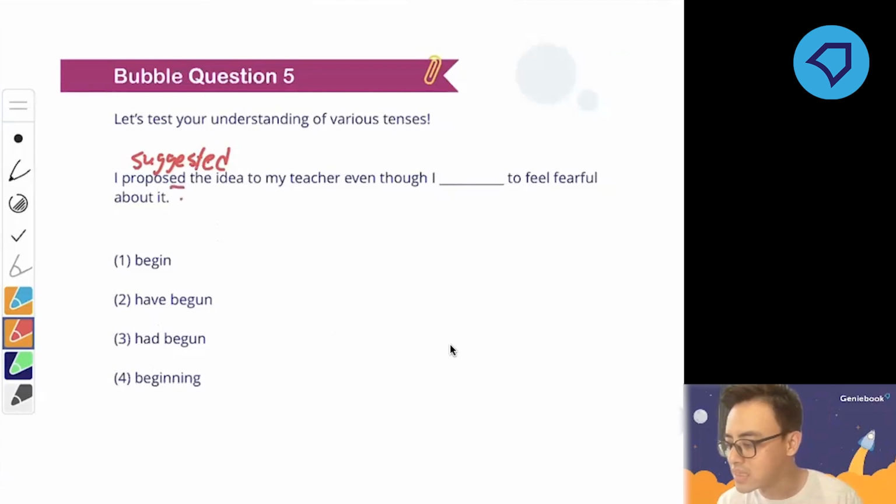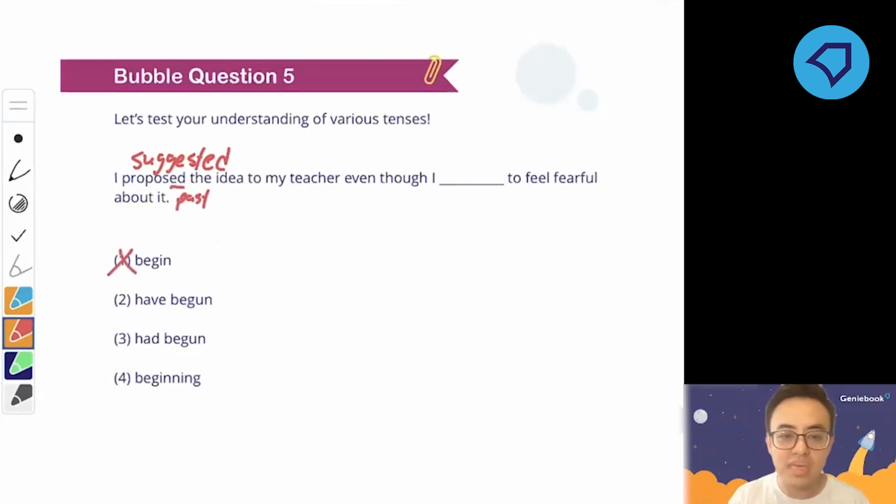proposed, past tense. So you cannot say begin. Those of you who chose begin, the 30 plus of you, that's not correct because it's already in past. So begin is present, that's for sure wrong. Now, number 2, many of you chose number 2. Almost 50 of you chose number 2. I'm going to explain to you why number 2 is wrong.